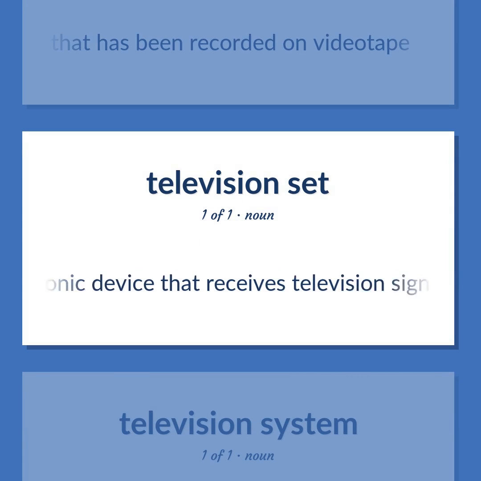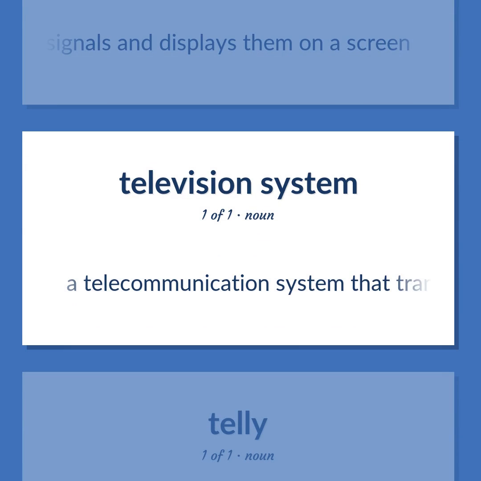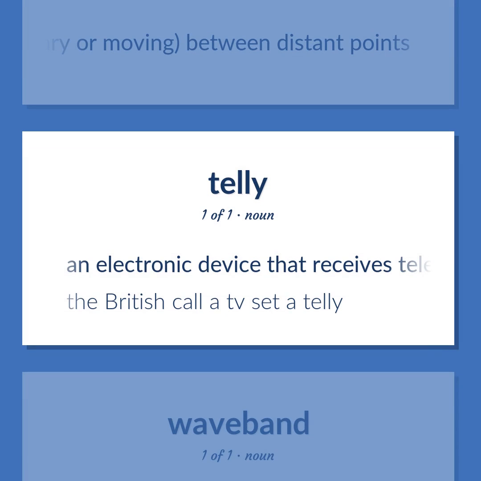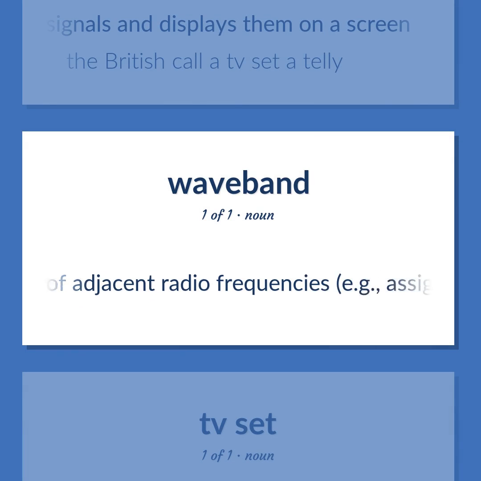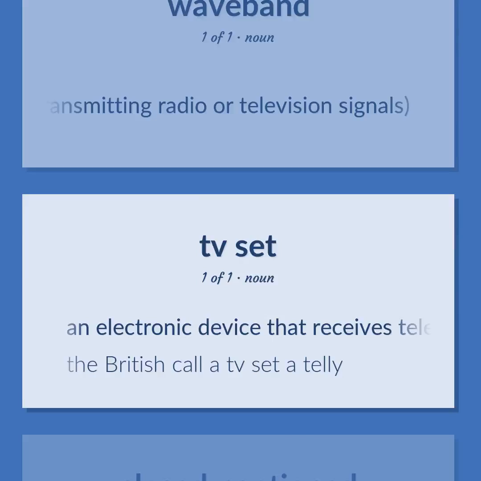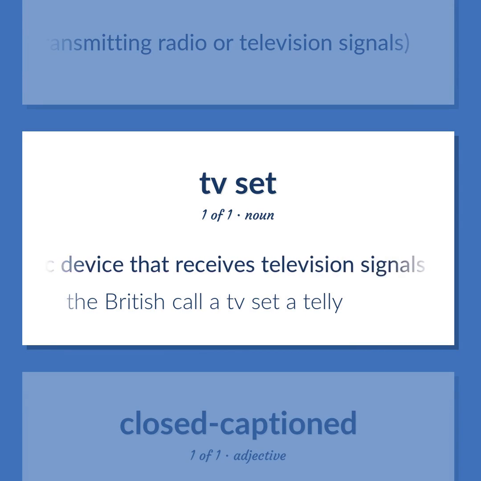An electronic device that receives television signals and displays them on a screen. A telecommunication system that transmits images of objects, stationary or moving, between distant points. An electronic device that receives television signals and displays them on a screen. The British call a TV set a telly. A band of adjacent radio frequencies, e.g., assigned for transmitting radio or television signals.